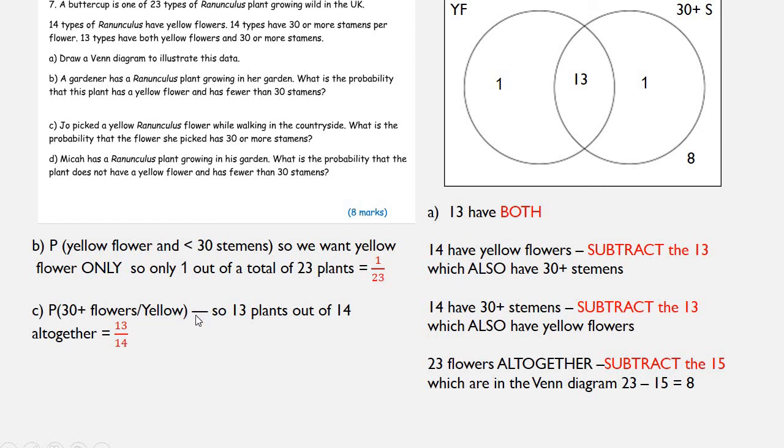And lastly, question D. What is the probability that it doesn't have a yellow flower and has fewer than 30 stamens? Most of you got this one correct. And there's 8 outside of the circles out of 23 flowers altogether.